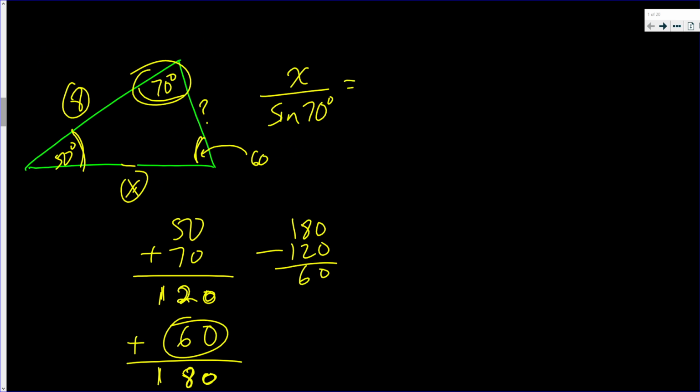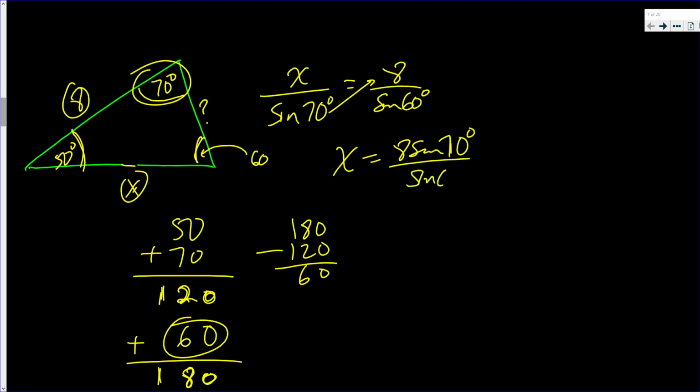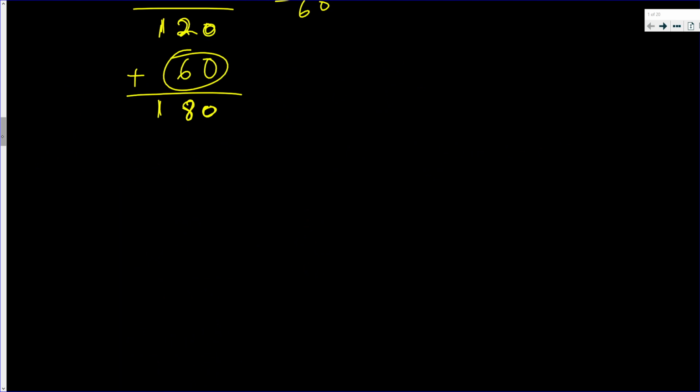So our other pair is 8 divided by the sine of the angle opposite it. So x, just bring that up there. x is 8 sine 70 degrees divided by sine 60 degrees. And that would be your answer to x. How much is x equal? Approximately 8.6805 units, whatever the units happen to be.